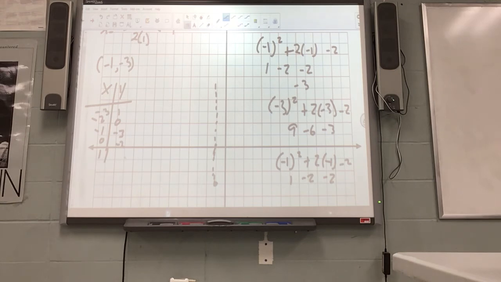I got 1, negative 2, negative 3, negative 2. Yes, 1. Summer and Austin are correct. My negative 2 up here should be negative 2. I don't even have negative 2 written over here. When did I even do that to put a 0? I don't know, but thank you, Summer and Austin, for fixing that.